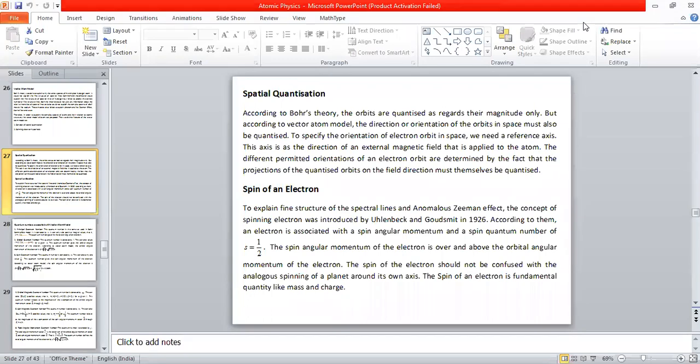I want to tell you one more piece of information. If you want to take some fixed directions in three-dimensional space, we require a reference direction. That reference direction is usually taken as the direction of an external magnetic field that is applied to the atom.